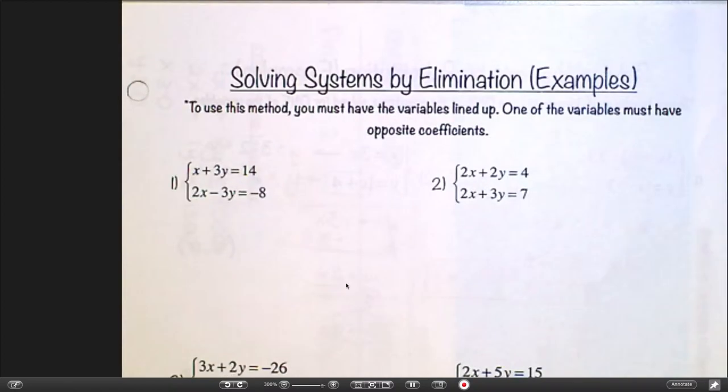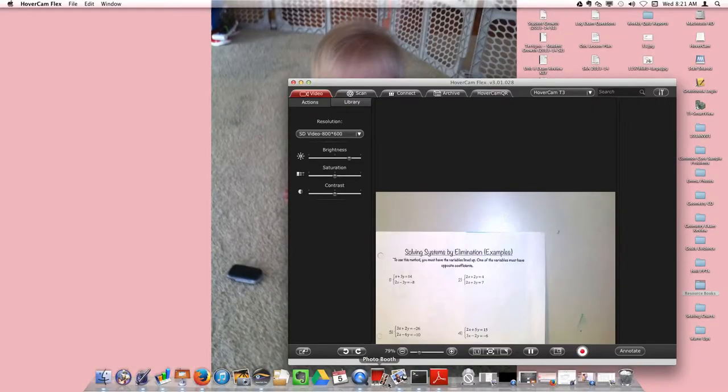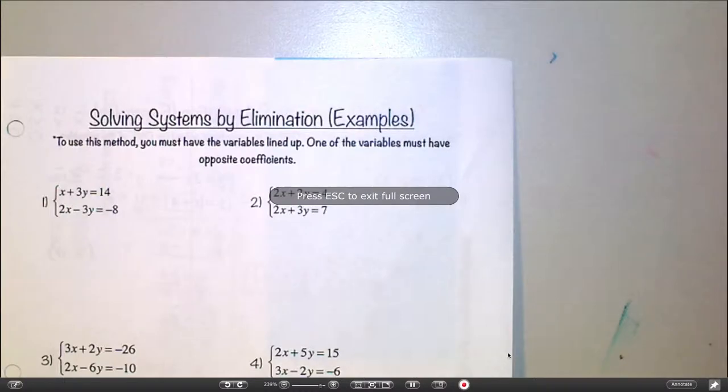Solving systems by elimination as soon as my screen decides to cooperate. There we go.